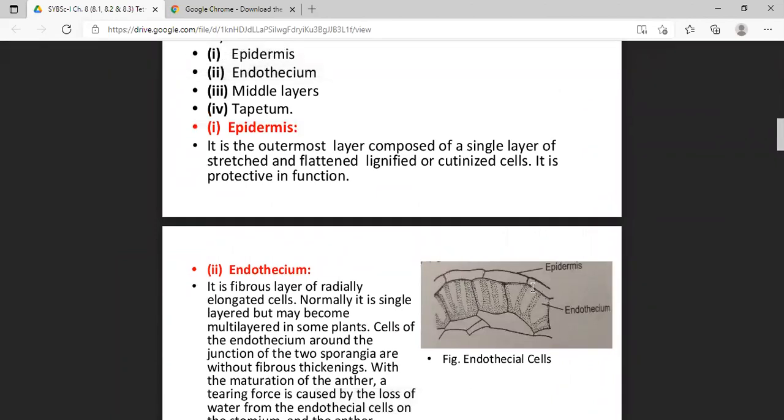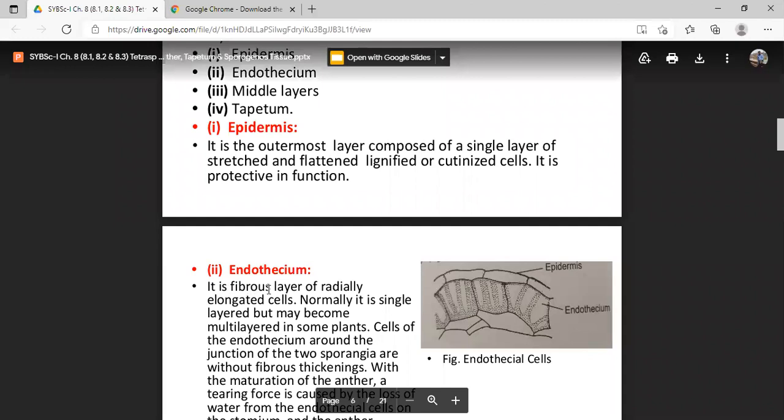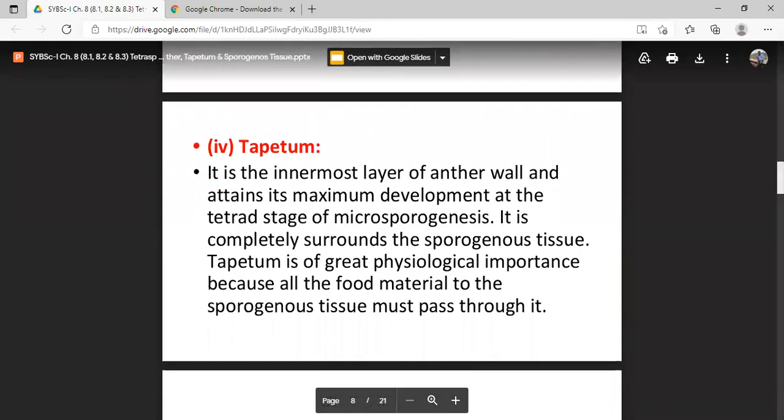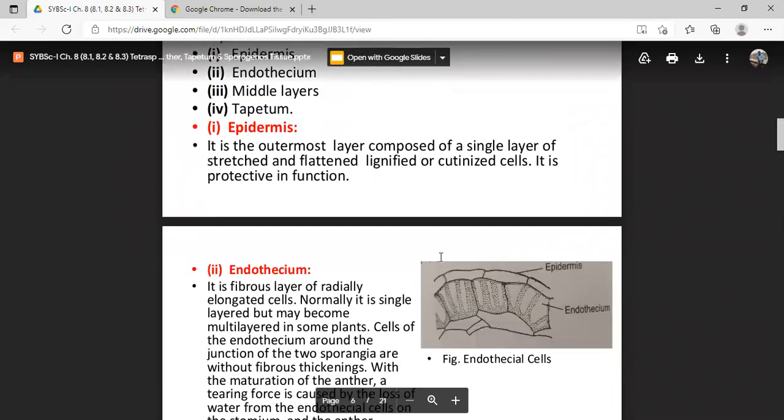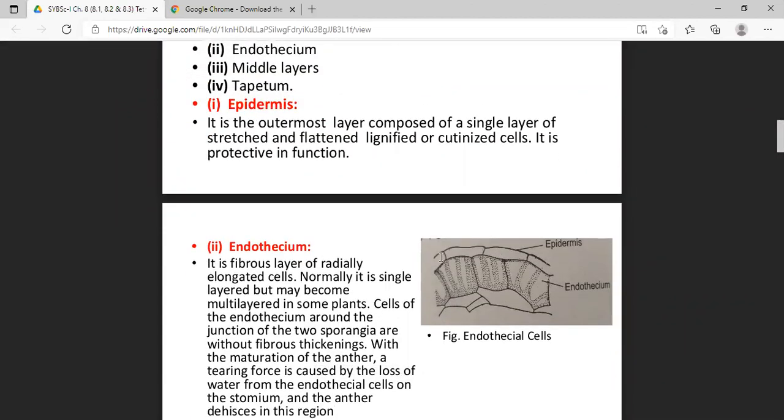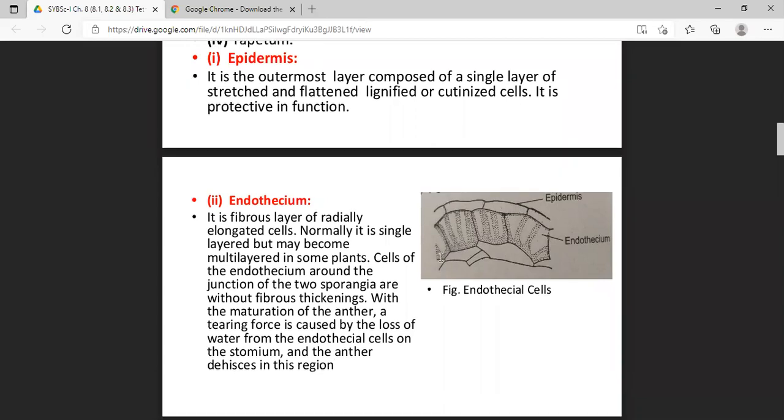Beneath the epidermis, we can find large cells. It is also a single layer. This is called the endothecium. It is made of fibrous cells. You can observe these fibrous cells, normally radially elongated. Normally it is a single layer, but that depends on the flower. Some flowers have a single layer, some flowers have multiple layers.